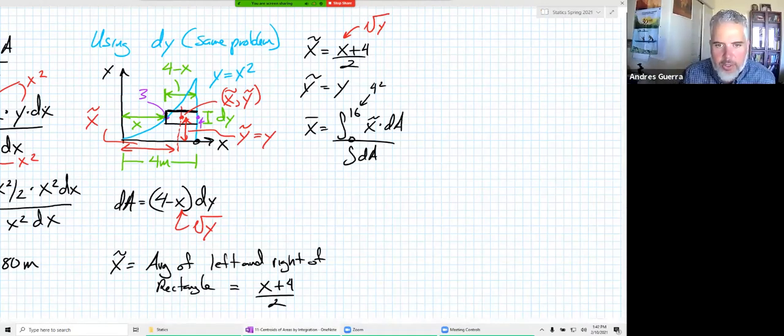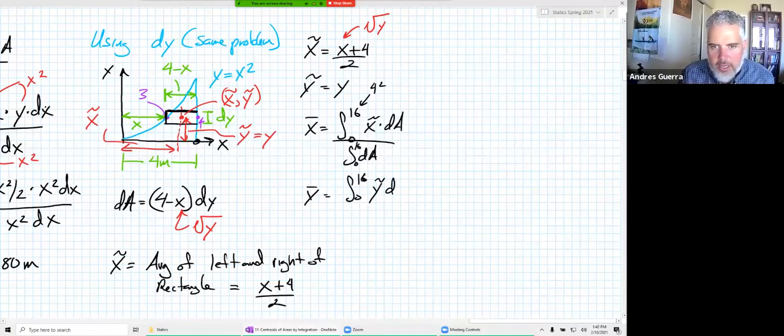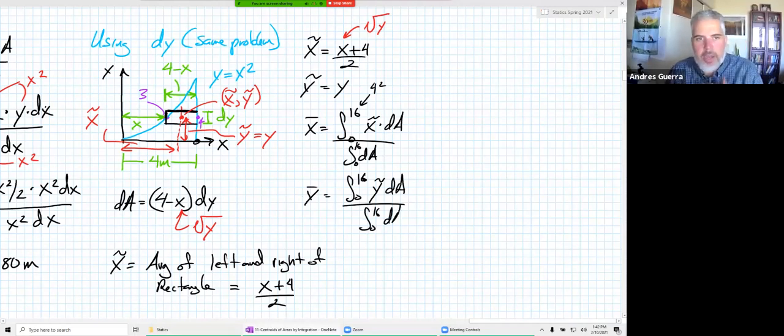Well, let me go ahead. I'll do y bar, 0 to 16. Well, the bottom is 0 to 16 also. 0 to 16 y tilde dA divided by the integral 0 to 16 of dA. And we have all that stuff to plug in. But actually what I want to talk about is, in this problem, which one is easier for this one? Was it dx or dy?